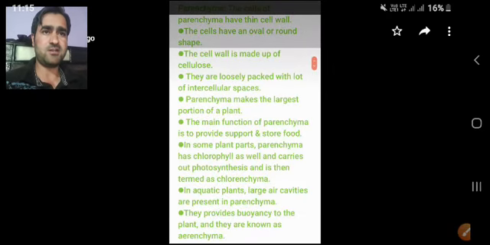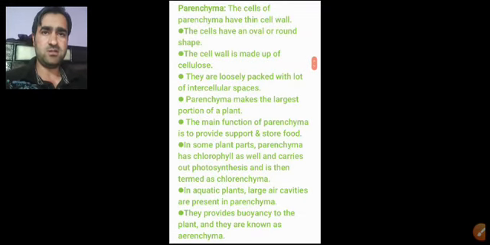First, we have got parenchyma tissue. That's made up of parenchyma cells, which are the most abundant cells that you will find in the plant body. The cells of parenchyma usually have very thin cell walls and are round or oval shaped cells made up of cellulose. They are loosely packed with a lot of intercellular spaces between them.